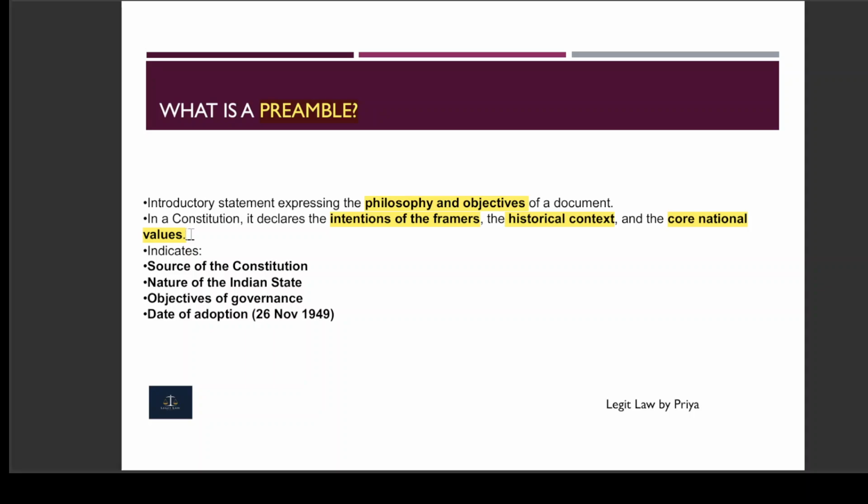One, who made the constitution? Two, what kind of government it established? Three, what are its main goals? Four, when it was adopted. So our constitution was adopted on 26 November 1949.